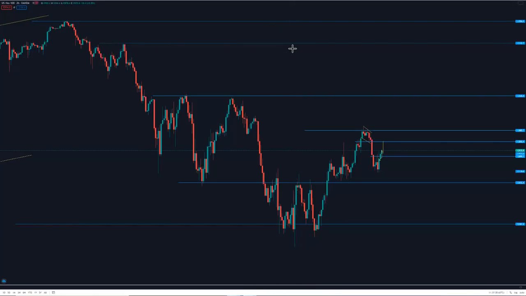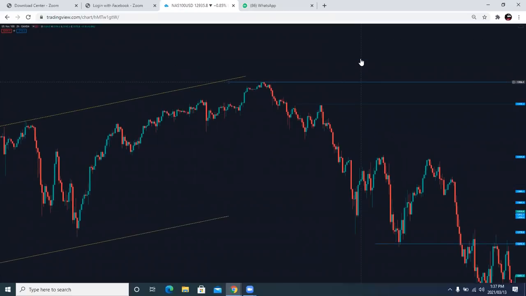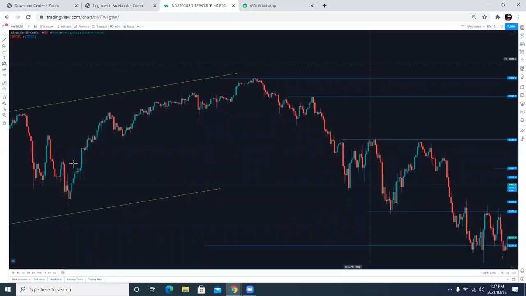I'll never say there are secrets to trade Nasdaq. If there's someone who says there's a secret to trade Nasdaq, let him show us those secrets. You understand? It's all price action. We can backtest it. Let me show you, I can backtest this a lot of times. I want to show you now the human psychology.